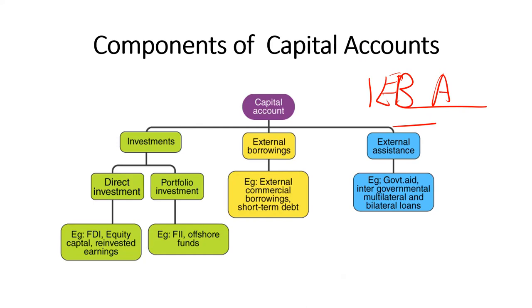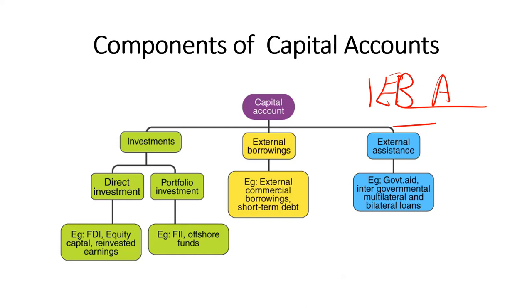assistance. Okay. Then in investment, you will see two things, that is DP. Again, DP: direct investment and portfolio investment. What is direct investment subjected to? Direct investment will cover your FDI, equity capital, and reinvested retained earnings. All these things will come under direct investment. Then portfolio investment will cover FII, foreign institutional investment, and offshore funds. This will be covered in the portfolio investment.